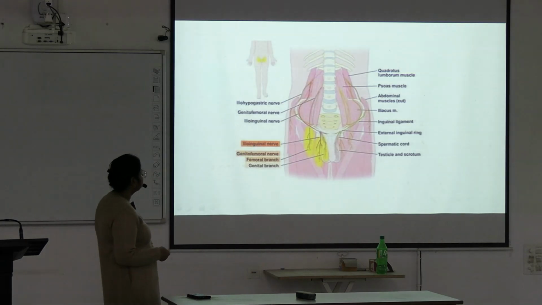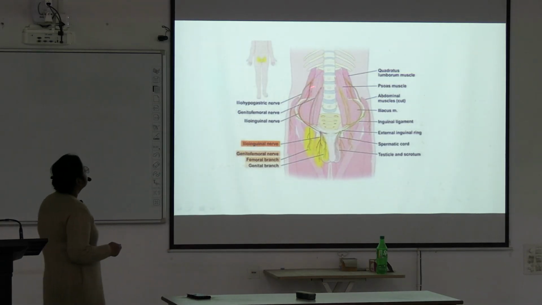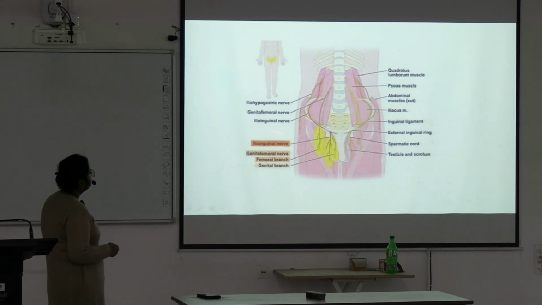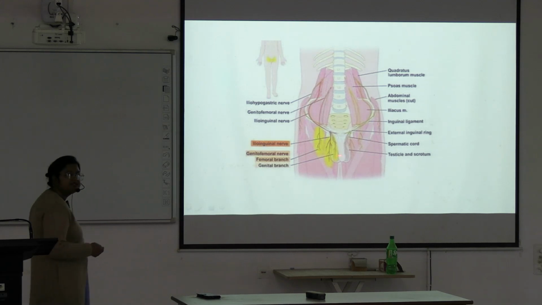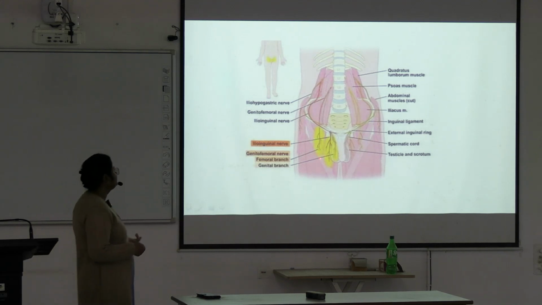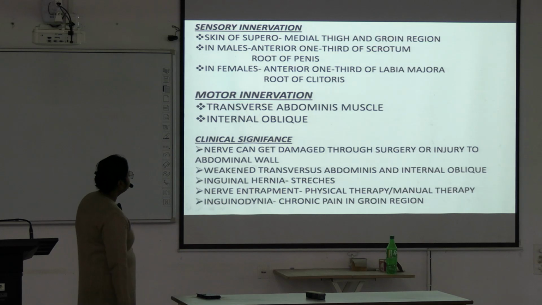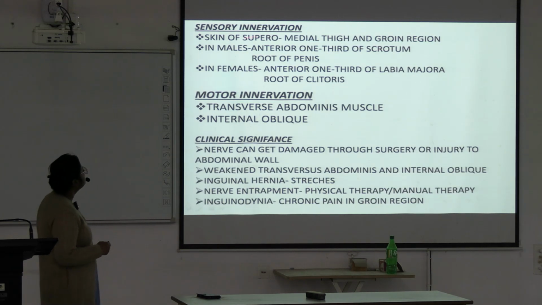Next, see here is the iliohypogastric becoming cutaneous, and here is the ilioinguinal nerve lying over the quadratus lumborum, then iliacus, then between the transversus abdominis and internal oblique, and then entering into the inguinal canal, coming out through the superficial inguinal ring and supplying mainly the perineal area. Okay. Next, what is the sensory innervation?